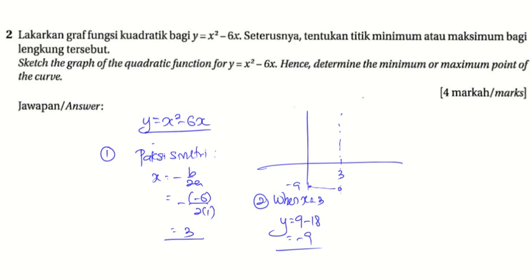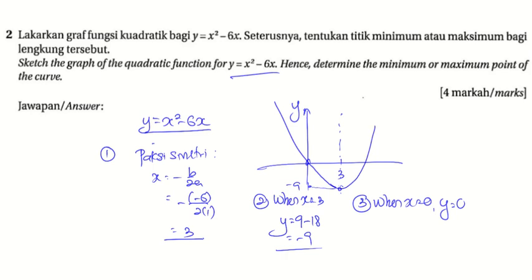And then so the graph, is it like this, or is it like this, or is it like this? Okay, where? So we need to find the pintasan paksi y, the y-intercept. When x equals to 0, y equals to 0. Okay, it's here. The meaning is it will pass through like this. Okay, so you have a complete graph.